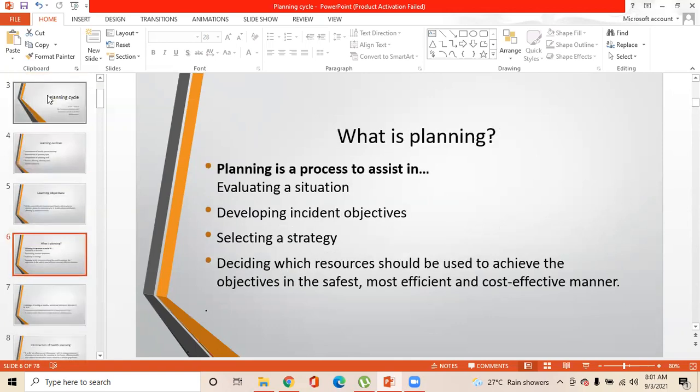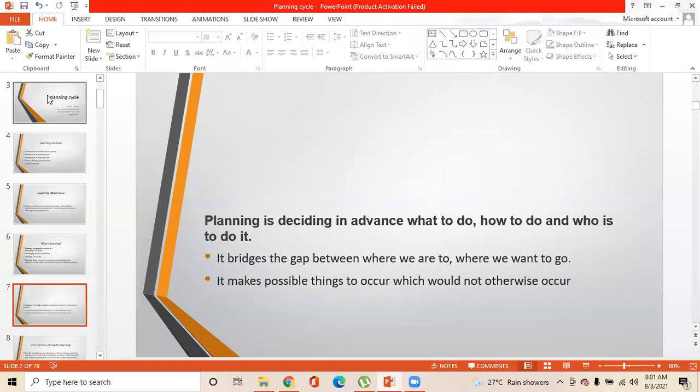What is planning? Planning is a process to assist in evaluating a situation, developing incident objectives, selecting a strategy, and deciding which resources should be used to achieve the objective in the safest, most efficient and cost-effective manner. Planning is deciding in advance what to do, how to do it, and who is to do it. It bridges the gap between where we are and where we want to go. It makes possible things to occur which would not occur otherwise.